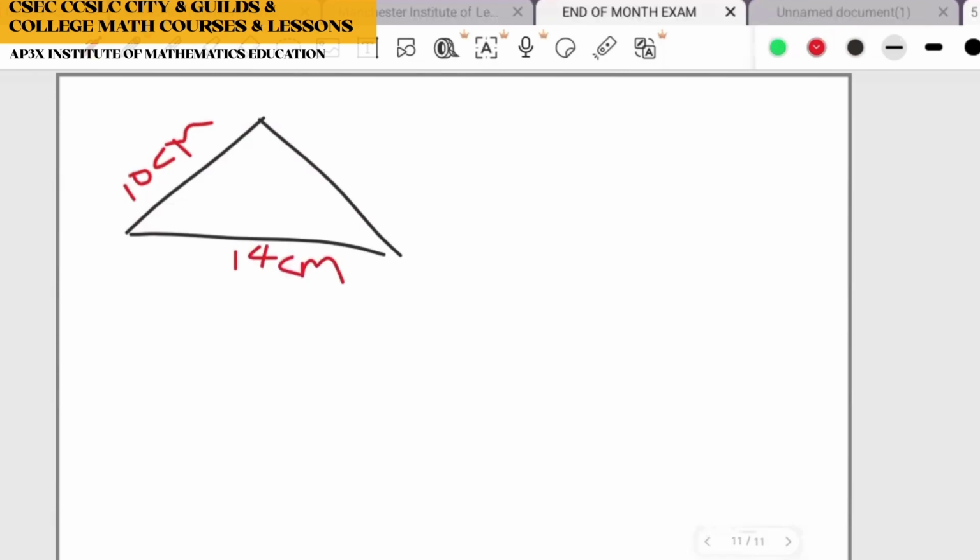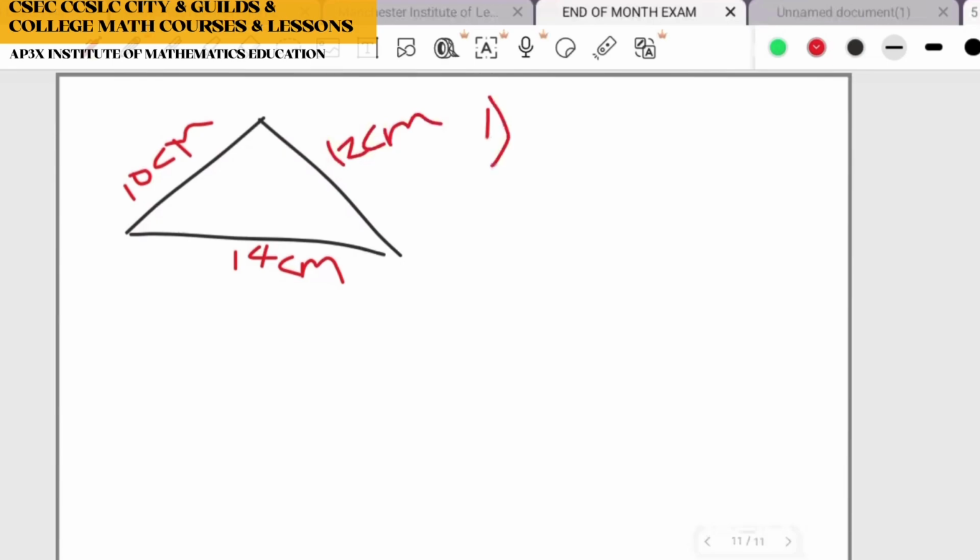And let's say that the other side is, let me just check this in my mind. Okay, so let's just call this, say here, 12 centimeters. So one side is 10, one side is 12, and one side is 14.